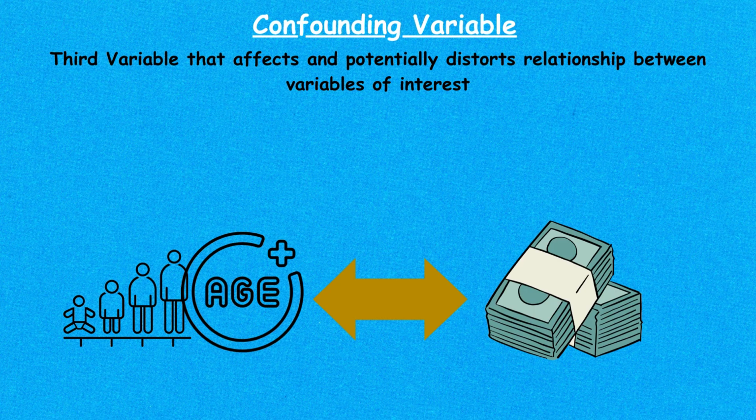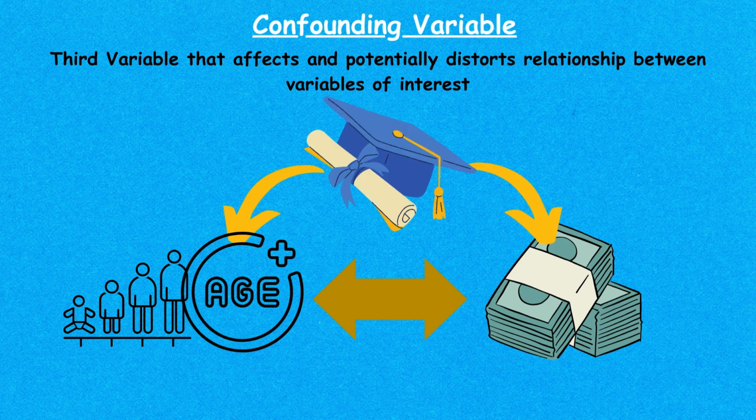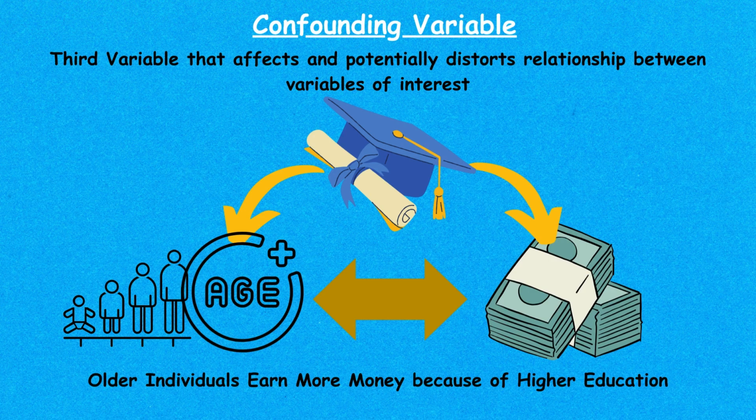A confounding variable is an external or third variable that affects and potentially distorts the relationship between income and age. For instance, education level could be a confounding variable in the relationship between age and income. Older individuals may have higher incomes not only because of age, but also because they've had more time to complete higher education, which often leads to higher-paying jobs. Without accounting for education, a scatterplot may show a misleading correlation.